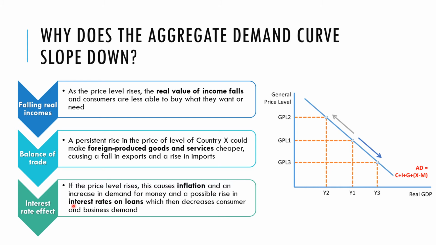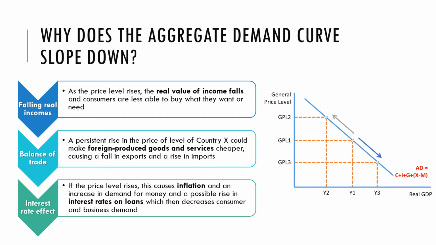The last one is if the price level rises, this causes inflation, and often the government will react by increasing interest rates. And if interest rates go up, this decreases consumer and business demand because they have less disposable income. So again, as inflation rises, price level rises, interest rates rise, which reduces spending, people's willingness to spend within the economy. So this is why we have this downward slope, why it follows this pattern. This explains the relationship here between the price level and real GDP.